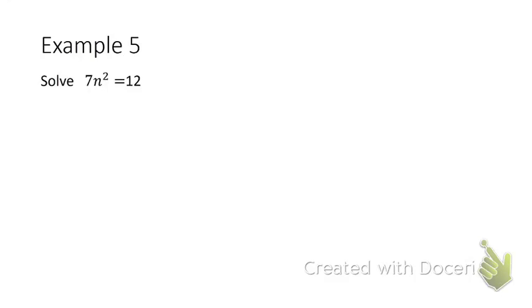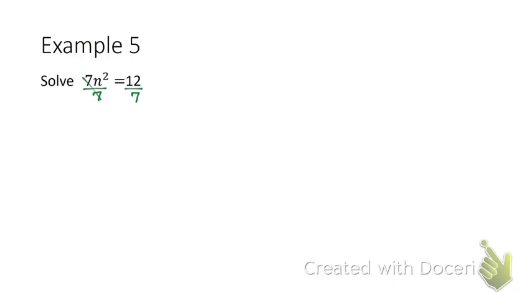Alright, so sample 5 says we're solving 7n squared equals 12. What would you say the difference between this problem and the previous one is? It doesn't divide, right? Well, it has a number in front of the n squared. So we still have to get n squared by itself, though. So how am I going to get rid of that 7? You divide it over. Alright, so we're going to divide by it.